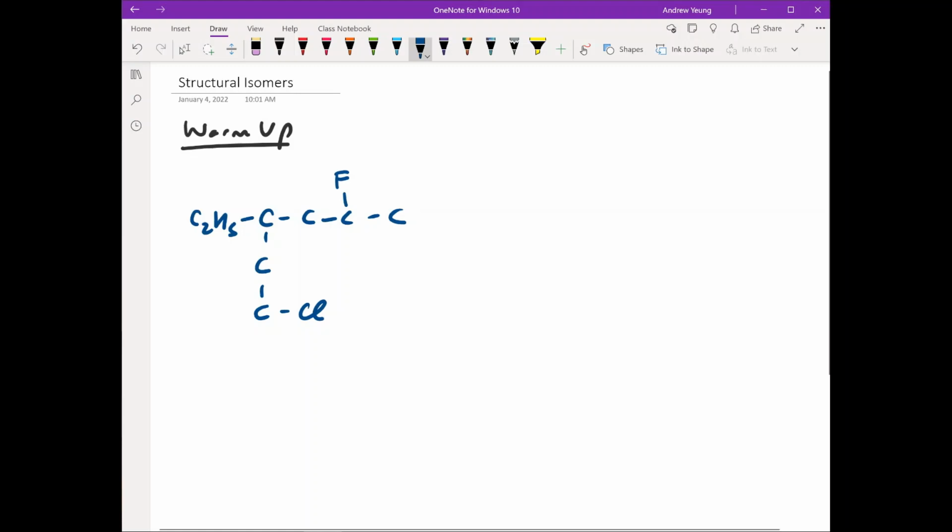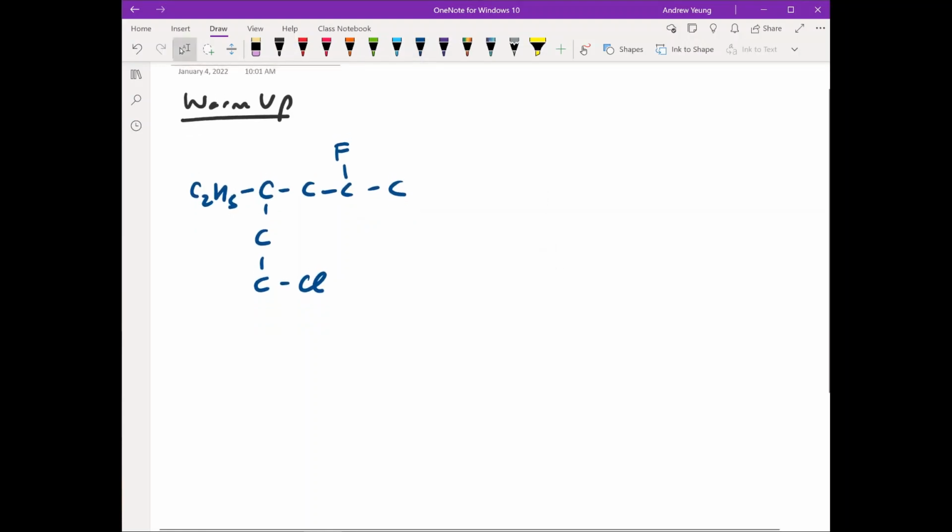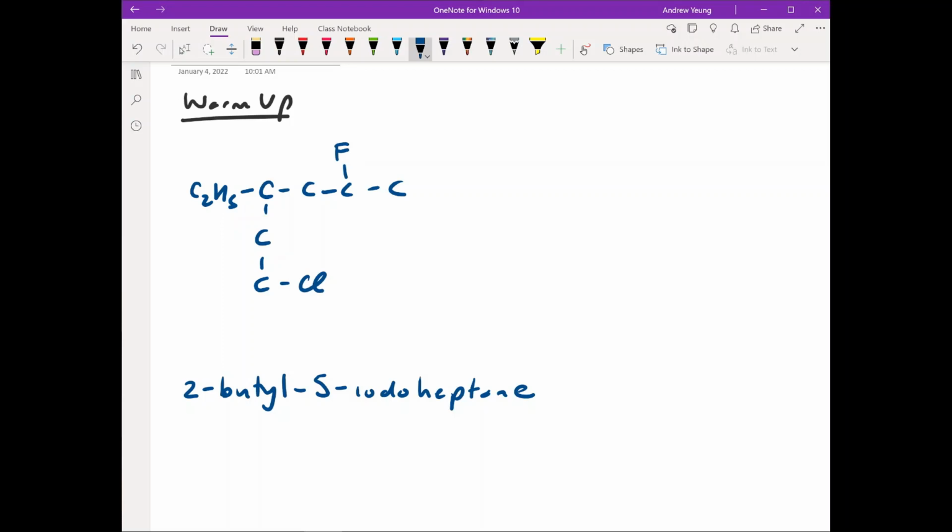Okay. Also give you a different one, just going the other way here. Let's do a 2-butyl, 5-iodo heptane. Okay. So two different molecules.